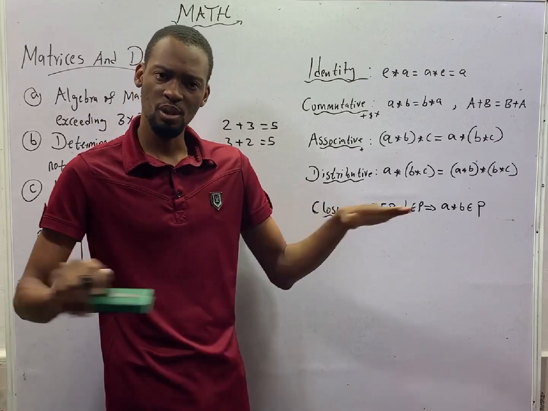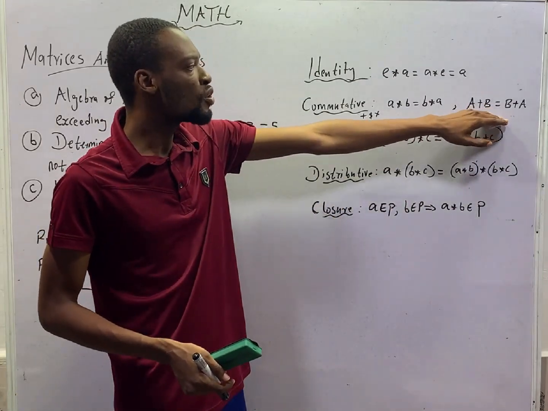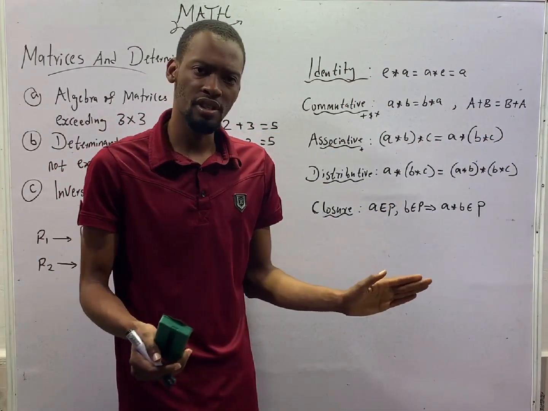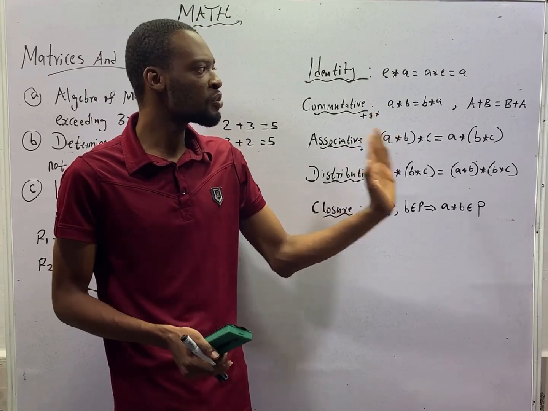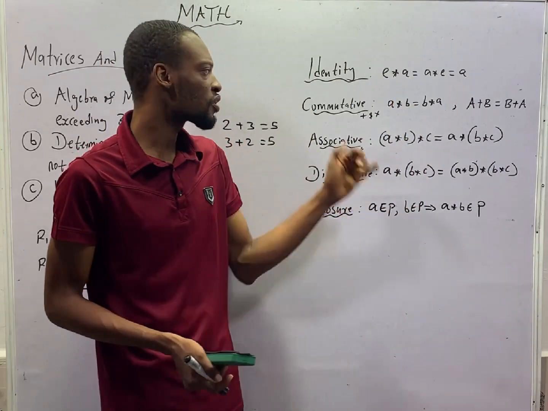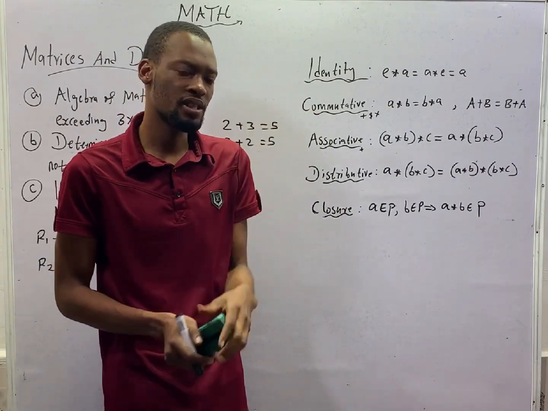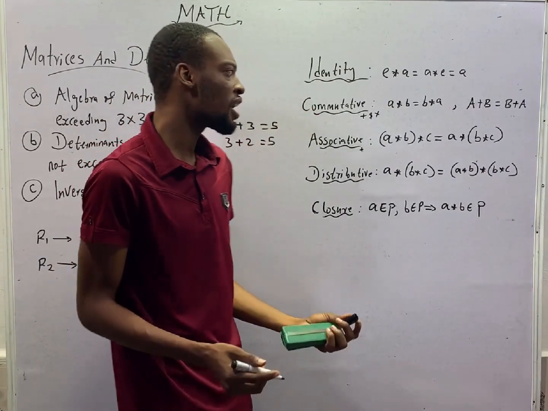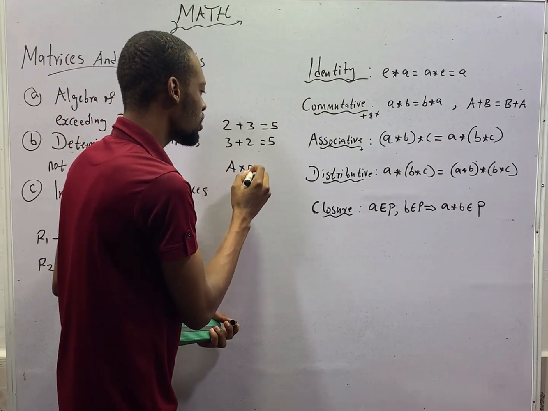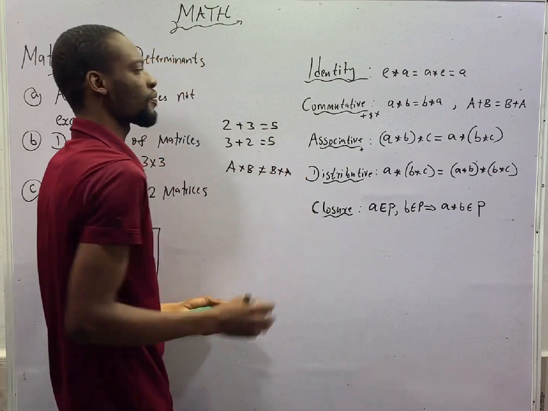Subtraction is not commutative. Now look at matrices. The commutative property of matrices states that if you have two matrices, A plus B should be the same thing as B plus A. Addition of matrices is commutative. But multiplication of matrices is not commutative. If you have two matrices, A times B is not always equal to B times A.